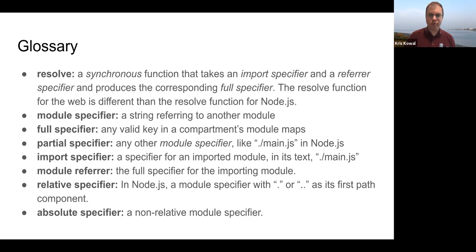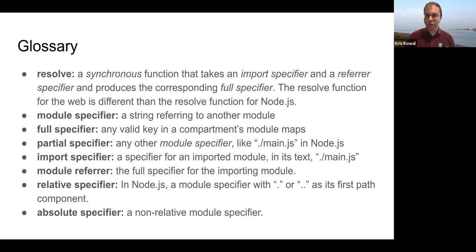Resolve produces full specifiers given an import specifier and module referrer. Partial and full are carefully named to not be absolute and relative, because those are separate concerns that are not captured by the compartment API. Those are concerns that are delegated to a particular implementation of resolve, and it is in the context of a particular resolve function, those terms, relative and absolute, are free to mean different things.